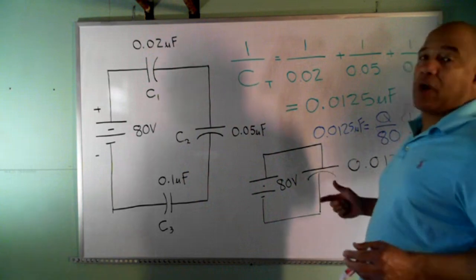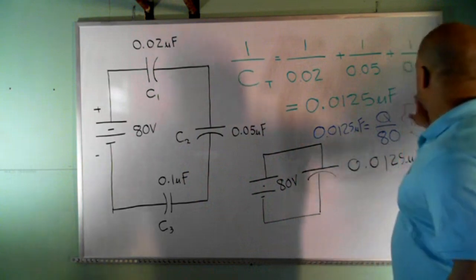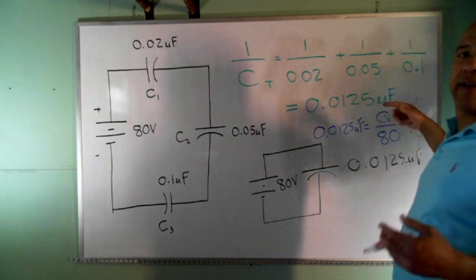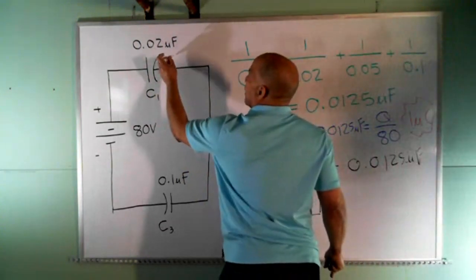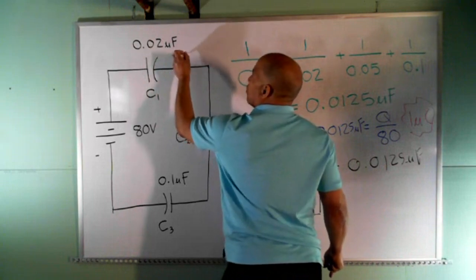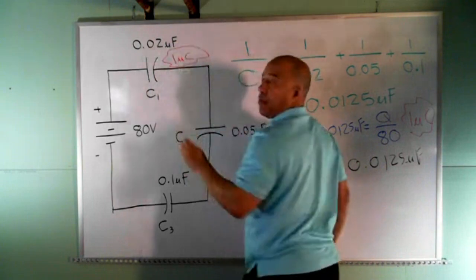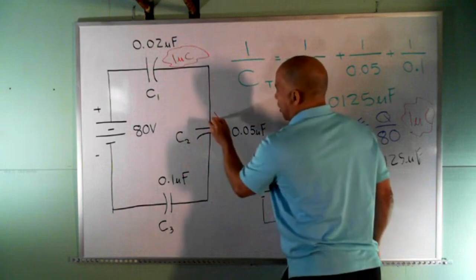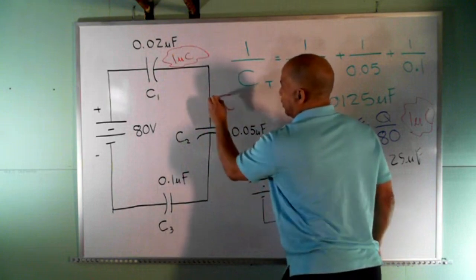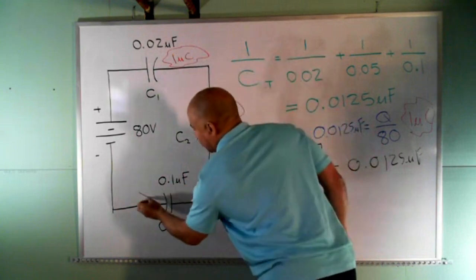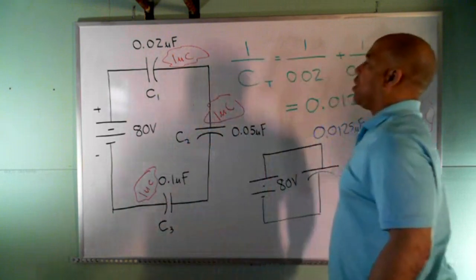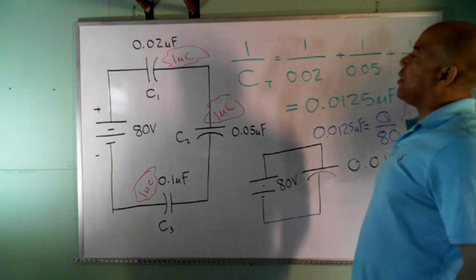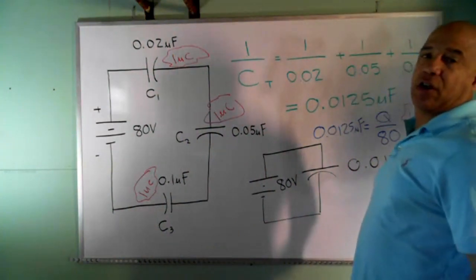Now, there's really no right or wrong way to do it, but what I usually do is just make this little squiggly thing like this and say, I'm going to call that charge. So this capacitor right here has 1 microcoulomb of charge. I just put this little cloud around it. And this has 1 microcoulomb of charge. And this has 1 microcoulomb of charge. If I know the charge anywhere for a series capacitor connection, I know the charge everywhere.